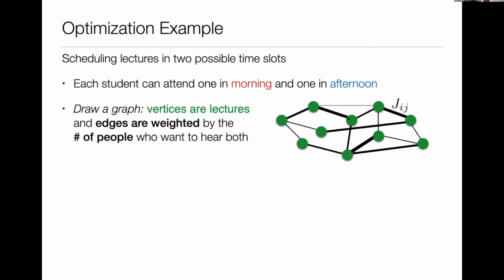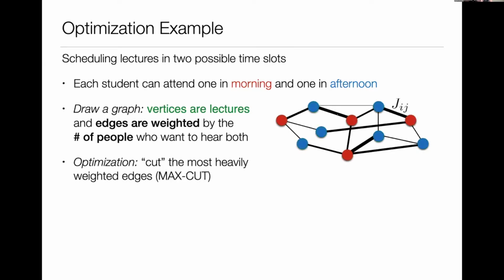Each edge will represent the number of students who want to take both of these two classes, okay? So to schedule these classes well, what I should do is, if there are many people who want to take both classes, there's a heavy edge here, I should put one in the morning and one in the afternoon. So I'll give those two vertices different colors if there's a heavy edge between them. And so the optimization problem has a name, it's called max cut.